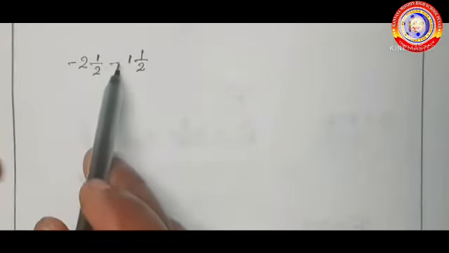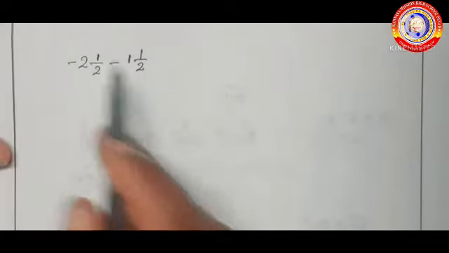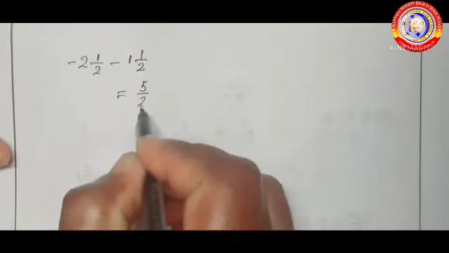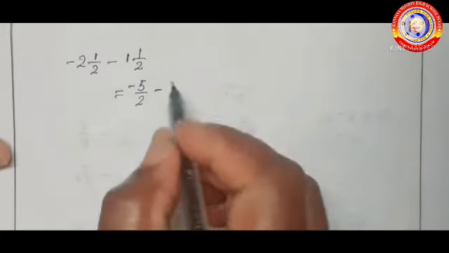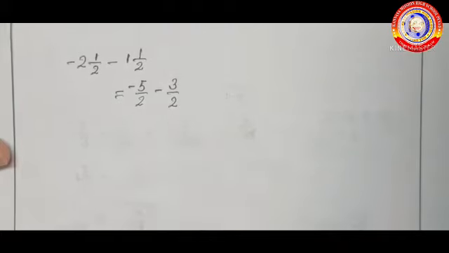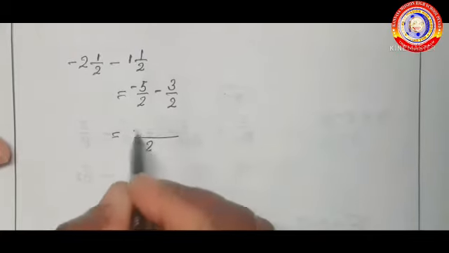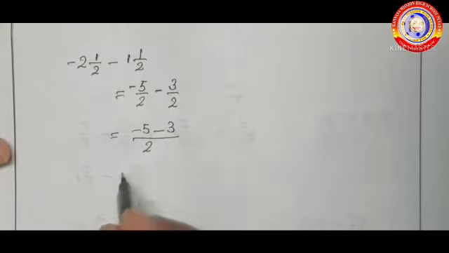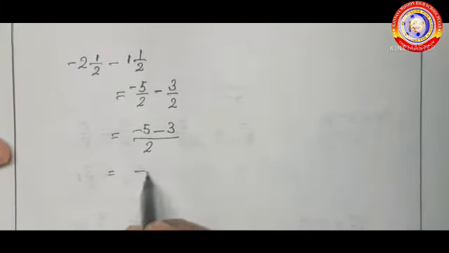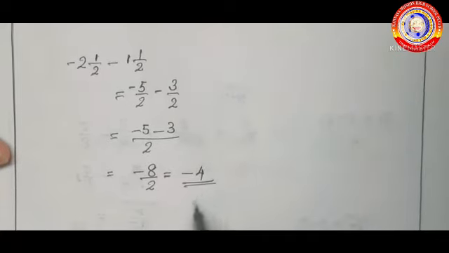Next question, minus 2 and 1 by 2 minus 1 and 1 by 2. Here, mixed fraction is converted into improper fraction. So, minus 2 and 1 by 2 is minus 5 by 2. And 1 and 1 by 2 is 3 by 2. So, it becomes minus 5 by 2 minus 3 by 2. The denominators are same. Then we have to subtract the numerators. Minus 5 minus 3 divided by 2. Minus 5 and minus 3 are in same sign. So, we have to add and put the sign. So, it becomes minus 8 by 2. Minus 8 by 2 is minus 4.